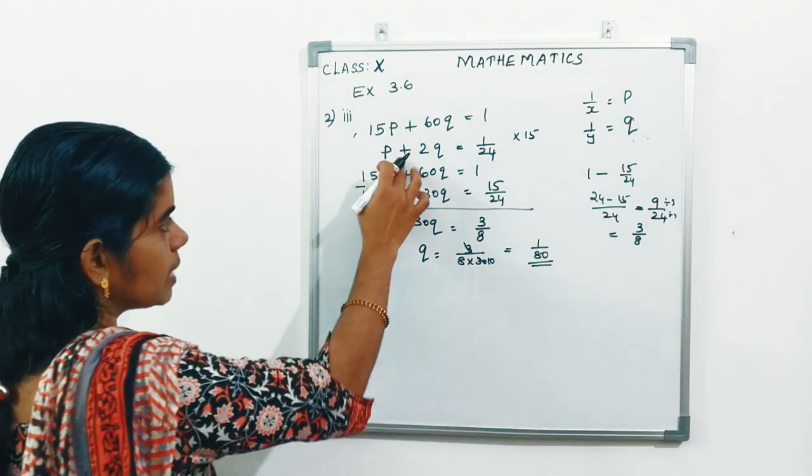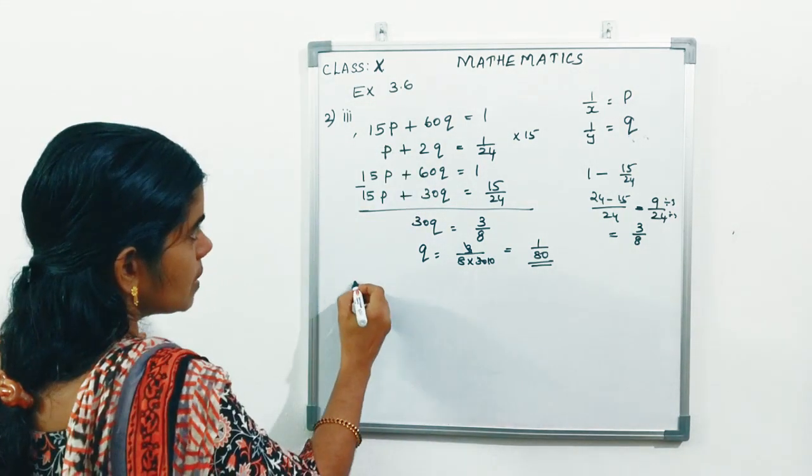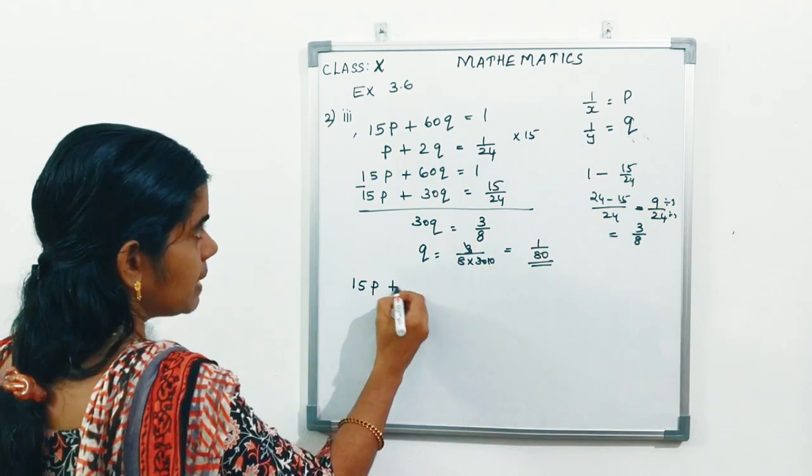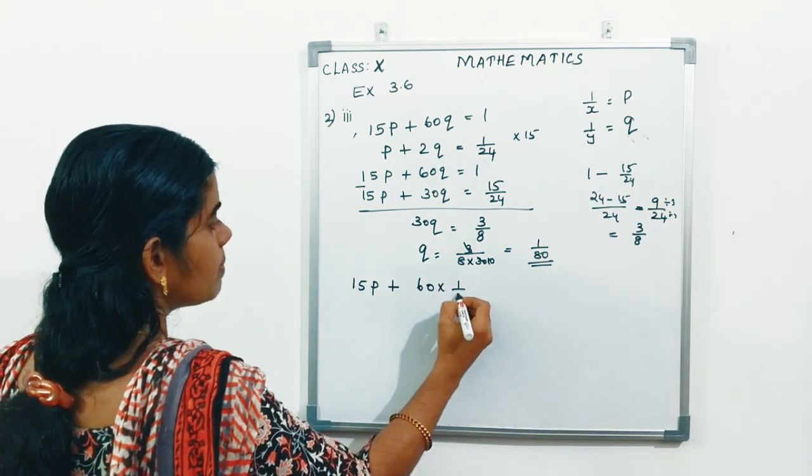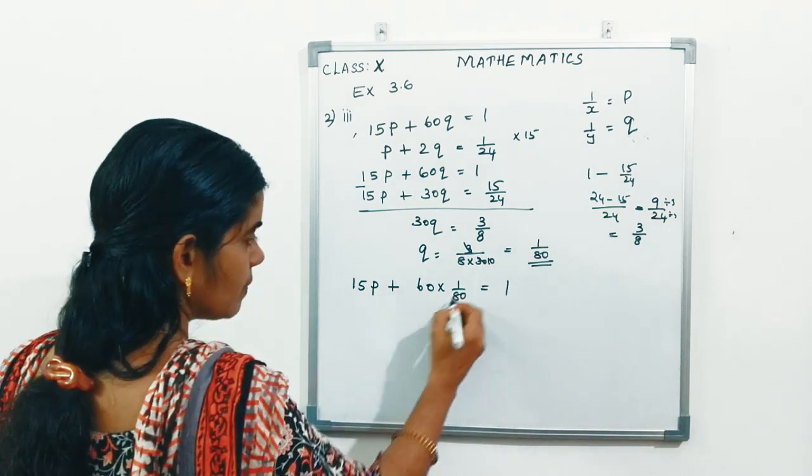Then we want to find out the p value. 15 into p plus 60 into 1 by 80 is equal to 1. We can cancel this.